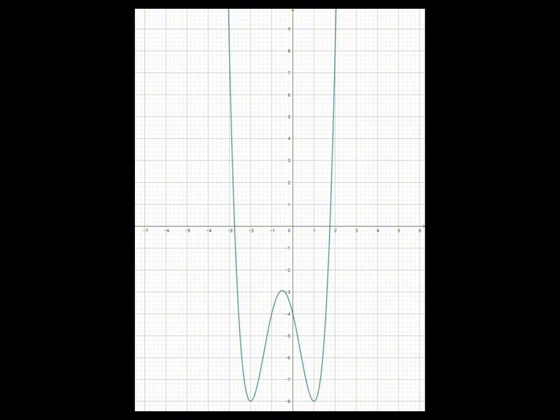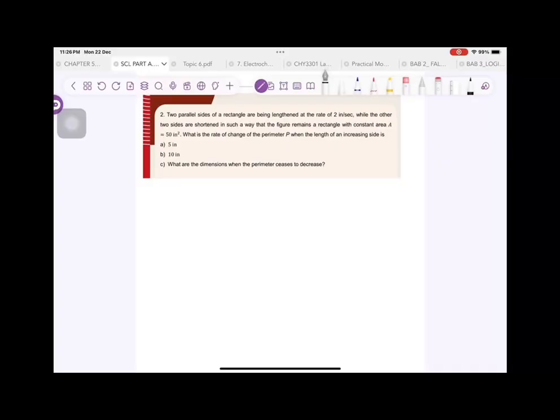So this is the graph for question D. A rectangle is being lengthened at the rate of 2 inches per second, while the other side is shortened in such a way that the figure remains a rectangle with constant area A equal to 50 inches squared. What is the rate of change of the perimeter P when the length of an increasing side is 5 inches?